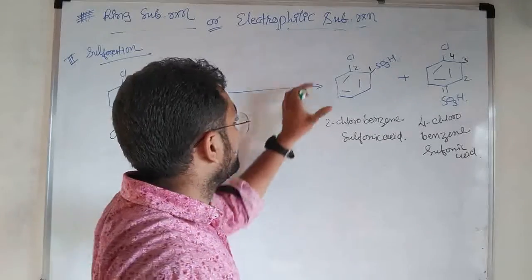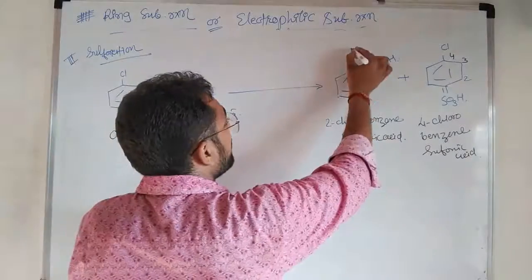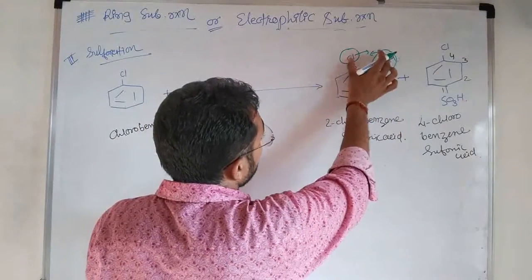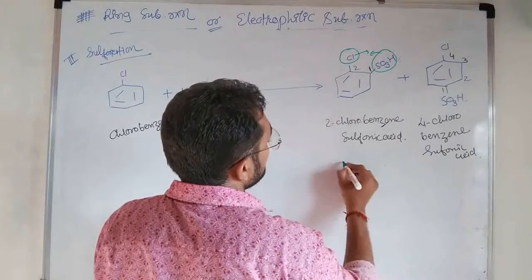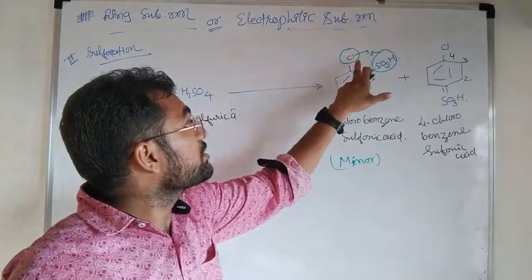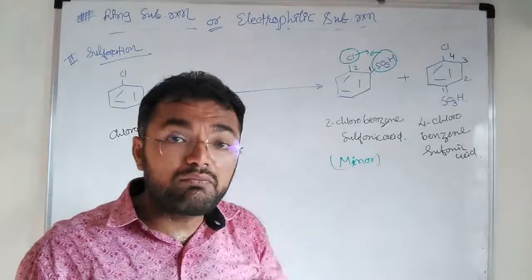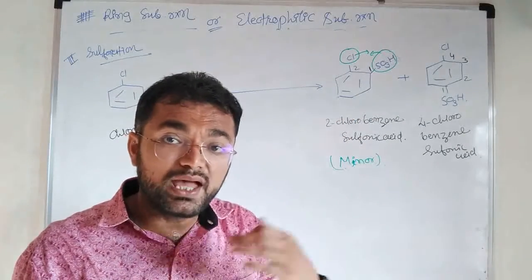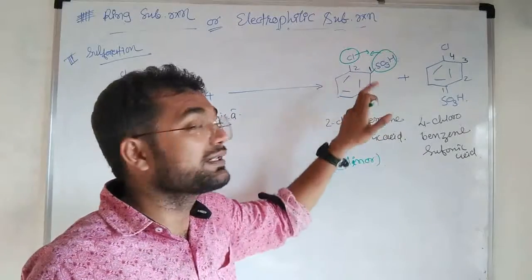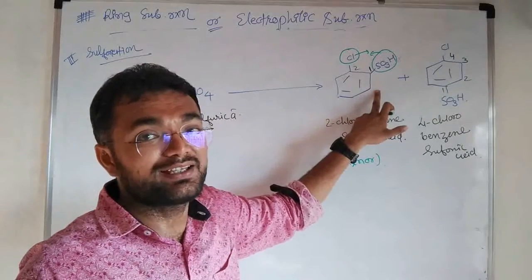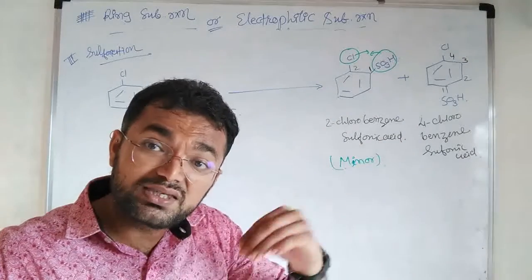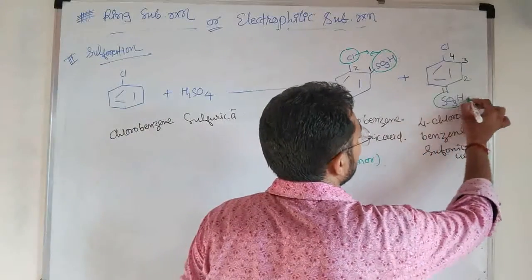symmetry and neighbor group repulsion. Because of repulsion between chlorine and SO3H, this is considered the minor. Chlorine does not want the upcoming group on the next carbon, so this is the minor. But here, with partial positive charge and less electron density, it is considered the para position, and this para position symmetry also favors it. So this is the major.